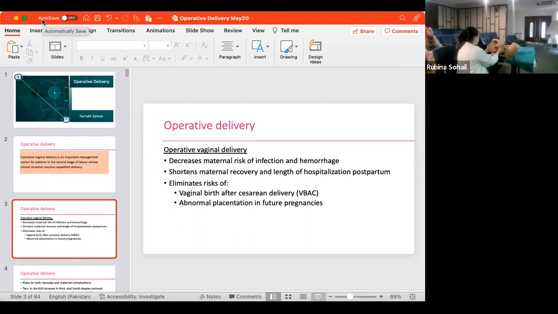So when the head comes down and presses on the pelvic floor, most of the time two things happen. Number one, there is flexion of the fetal head, which had been happening a little bit when the head had been coming down, and also there is rotation of the fetal head, so that the head comes to lie in the anteroposterior diameter. So in the mechanism of labor, descent, flexion, internal rotation, these things are important.